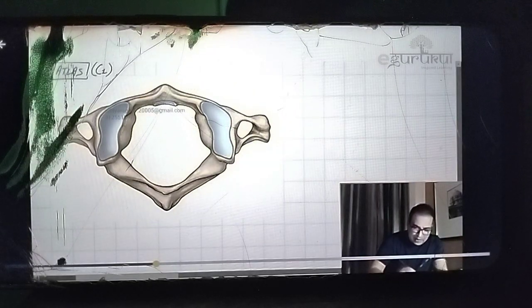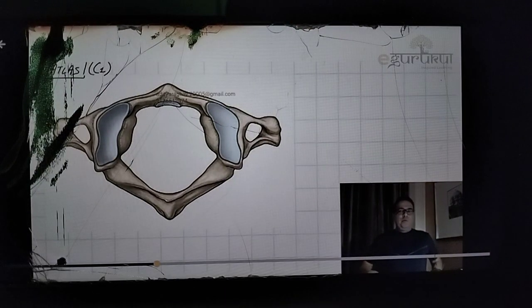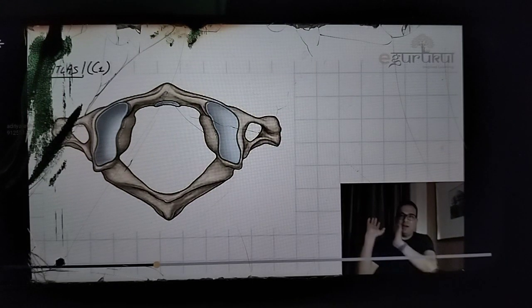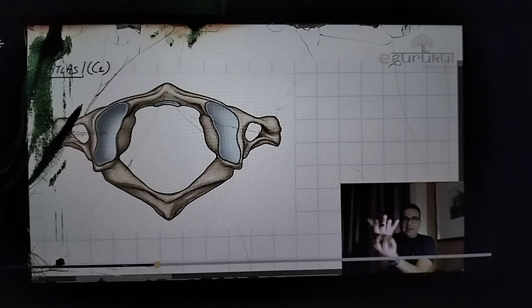First of all, why do we call it atlas? The word atlas, you must have seen this. In old Bollywood movies, they used to show a man holding the entire globe. That man is Atlas, holding the entire heaven or the entire globe. So the superior facet of this vertebra is basically holding the entire skull.